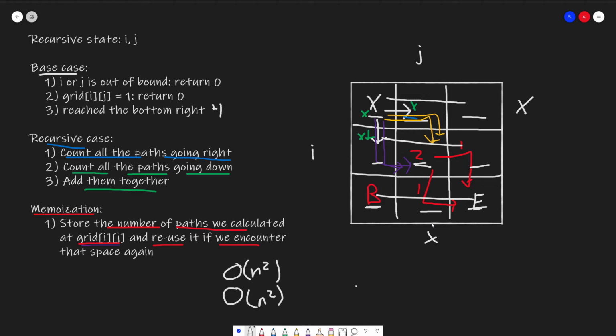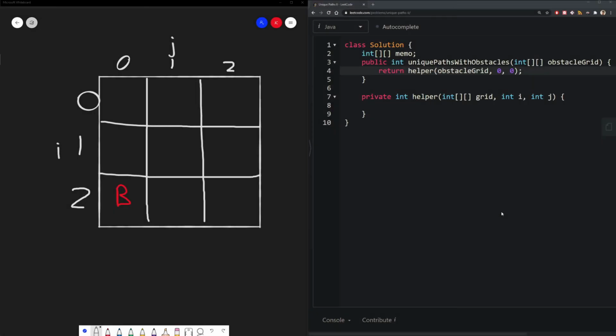Now let's go through the coding problem. In the coding section, I've already defined some of our helper functions and our fields that we're going to use. For our recursive solution, we define a helper function that passes in our grid, our i value, and our j value, which is the location we are on our grid. I've also defined a memo matrix, which will be used for the memoization part. However, we won't talk about that yet.